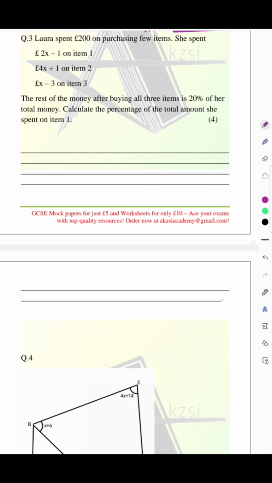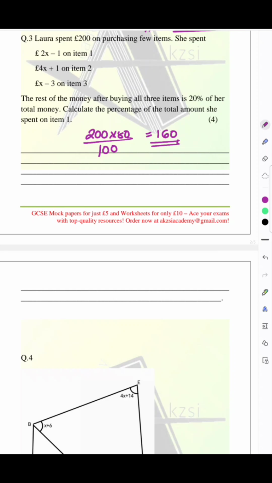So we know that at the beginning she had £200 and she has some amount left. That means how much amount is left? It says 20%, which clearly indicates that she has spent 80% of her money in purchasing these 3 items. So what's 80% of 200? It's 200 times 80 over 100, which is 160. So out of £200, she has spent £160 in purchasing 3 items.